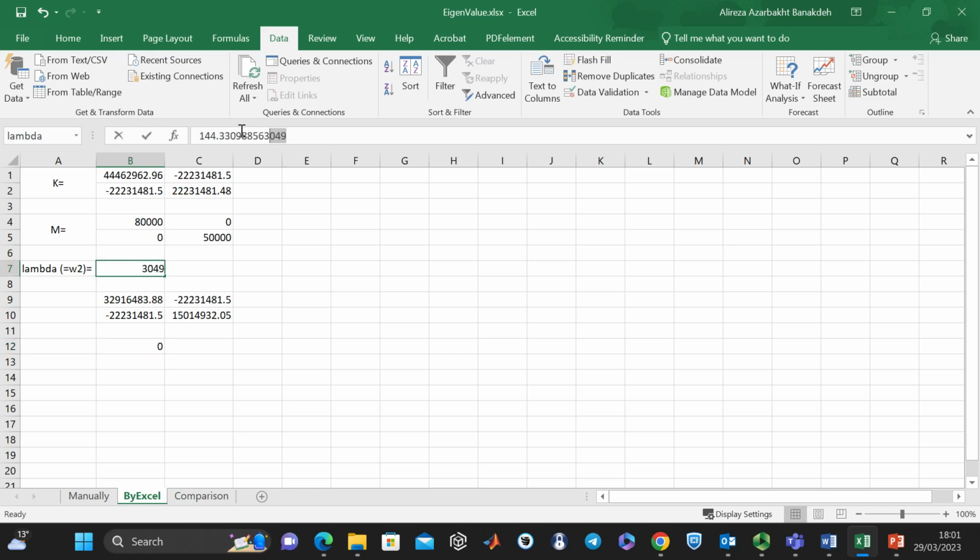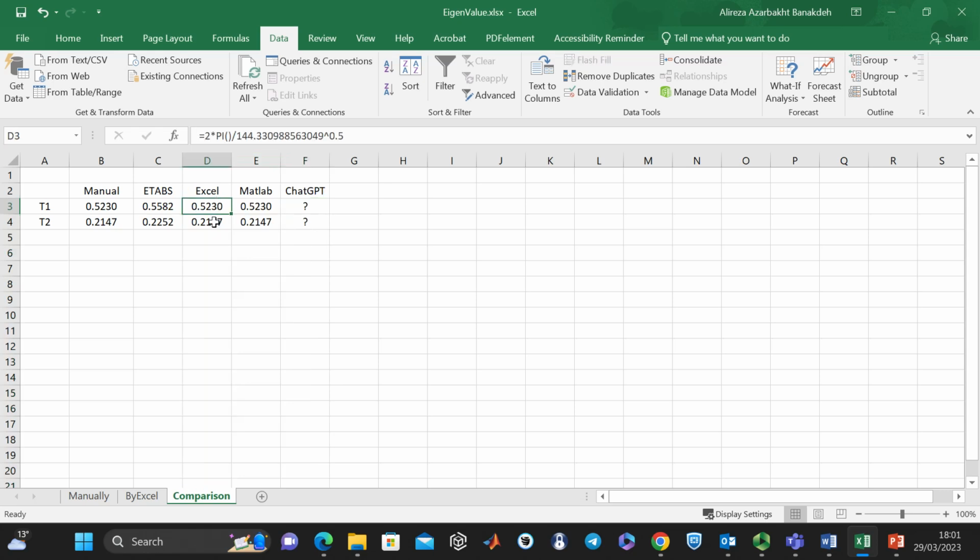So I just copy this value and bring it here for the Excel, because here I'm comparing the T1 and T2, and as you know, T1 is, I just copied that value here. You should make a square because that's omega squared, I want omega, and then you need to calculate 2 times pi over omega. This is omega, and the result will be 0.4230, which is exactly like this one.